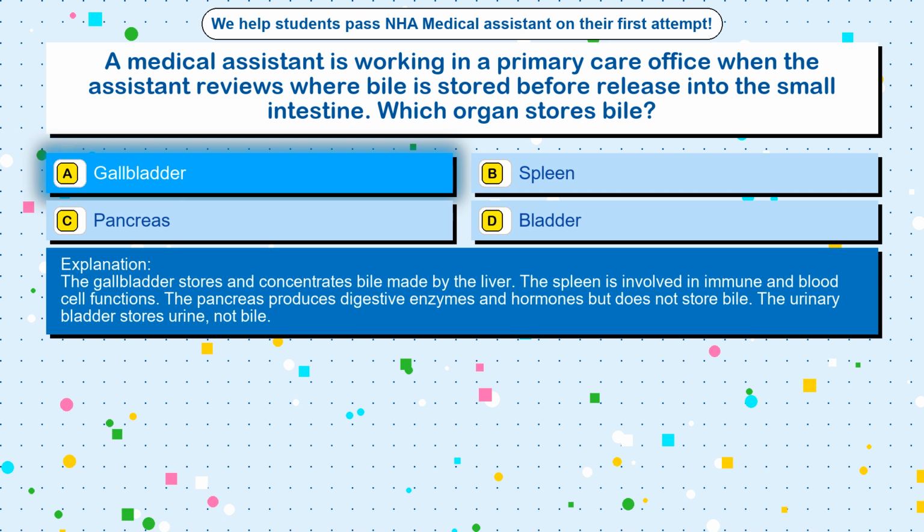The gallbladder stores and concentrates bile made by the liver. The spleen is involved in immune and blood cell functions. The pancreas produces digestive enzymes and hormones but does not store bile. The urinary bladder stores urine, not bile.